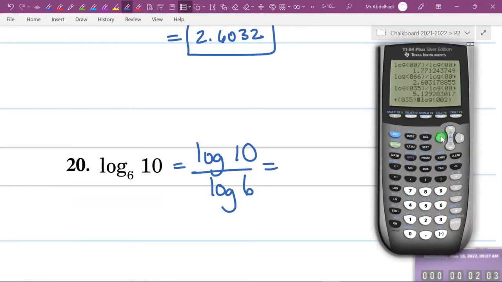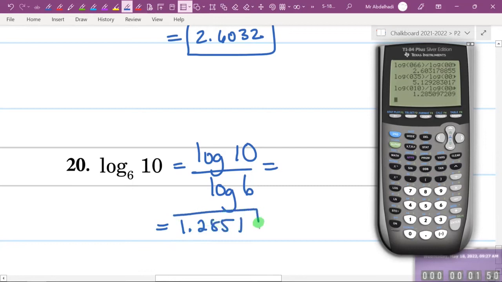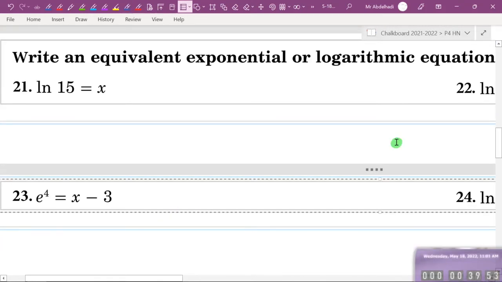Why not? So 10 log of 10 divided by log of 6. And what I have here is 1.2851, and we are done. Okay, now we're into the honors section here.